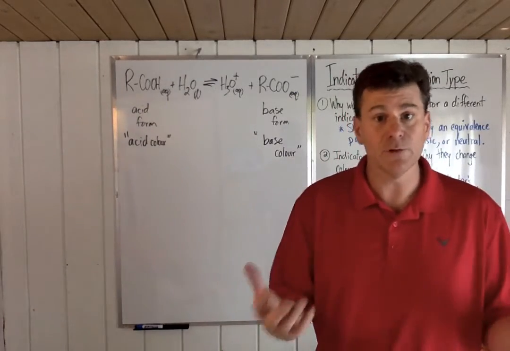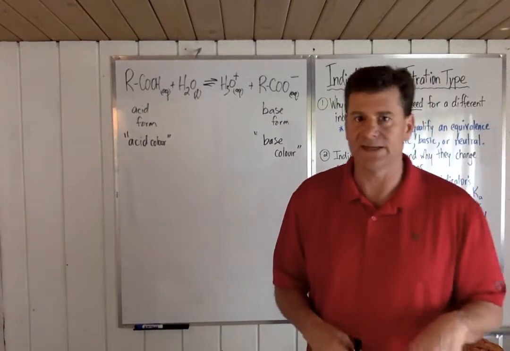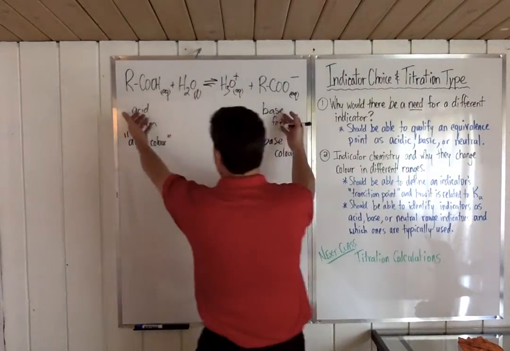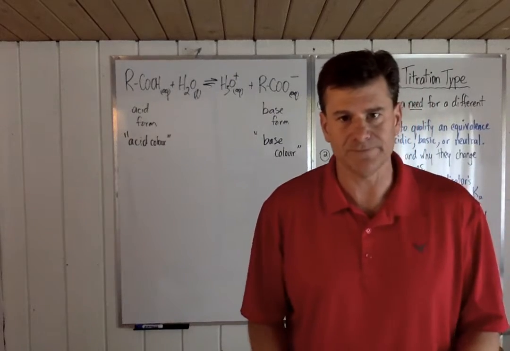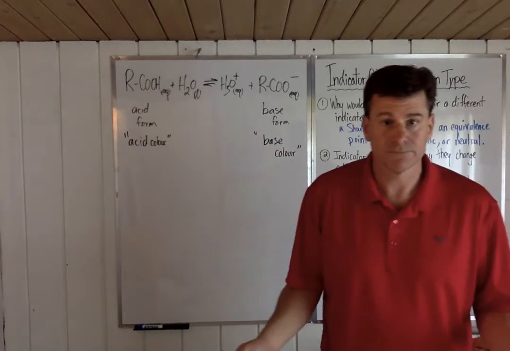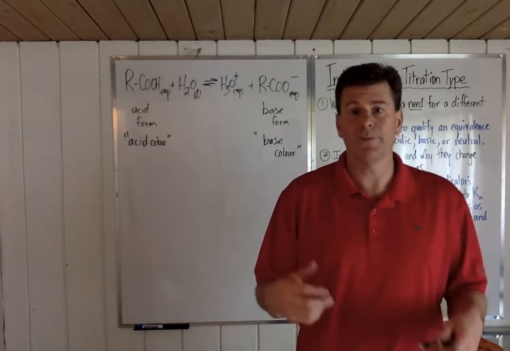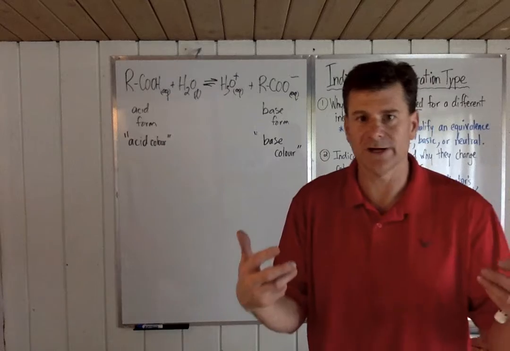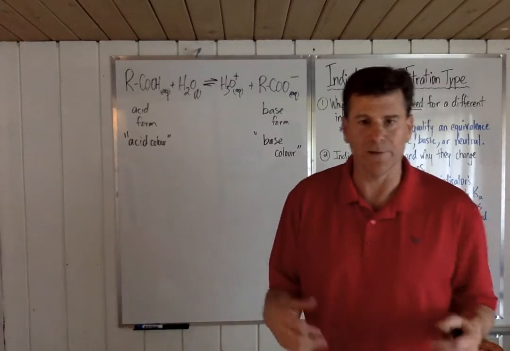Now, if in the equilibrium you happen to be at a point, and I'm going to plant this seed in your head, if you happen to be at a point where this guy and this guy are approximately equal in concentration, what color are your eyeballs going to pick up? Well, it's the two of them together. It's a mixture. So you've got to go back to your grade 1 color wheel, or whenever you learned the color wheel.